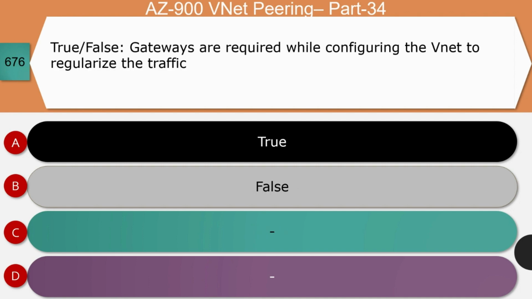Next question, true or false? Gateways are required while configuring the VNet to regularize the traffic. Is it true or false? The right answer for this question is false. Let's see the reason. No public internet, gateway, or encryption is required in communication between the virtual networks when you are configuring them using VNet peering.